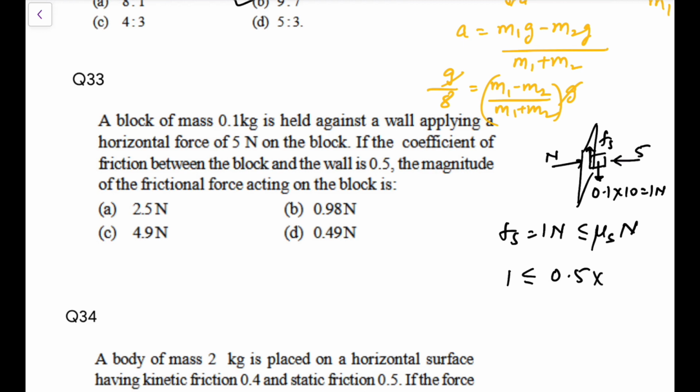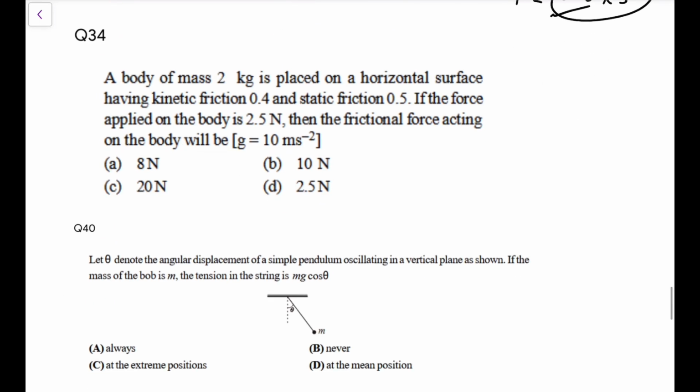into N. N is 5, that gives 2.5. Yes, it is satisfied. So the friction force acting would be 1 Newton, or to be better, 0.98 Newton if I take g as 9.8. So it would be 0.98 Newton. That would be the more appropriate one.